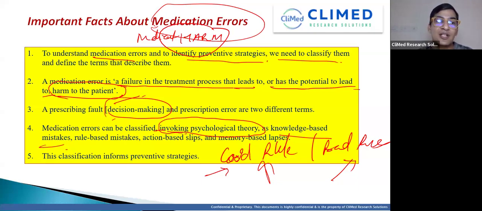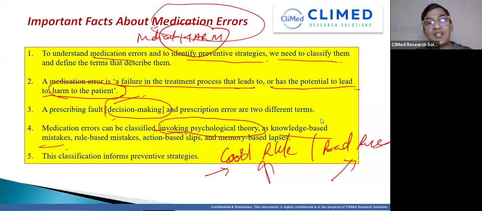You want to write clonazepam, but you are writing something else. You want to write Tazel, but you are writing something else. Tell me, Sartan, right? You have many similar names. So action based slips are there.